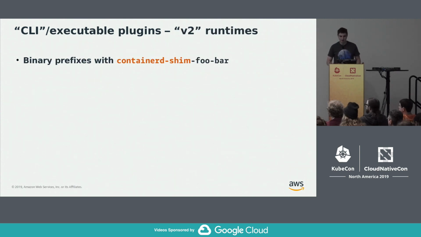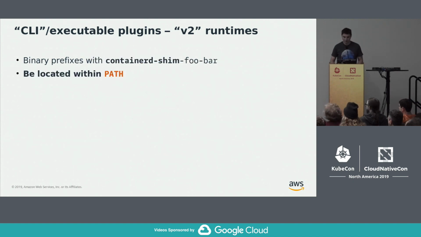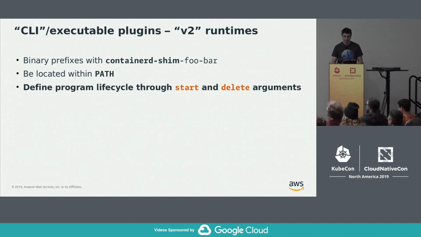First, containerd expects the name of the binary to be prefixed with containerd-shim, so it's easier for users to list running processes on the system. Second, the binary has to be in the path in order to be located by containerd. And the last one, it should support a few command line arguments.